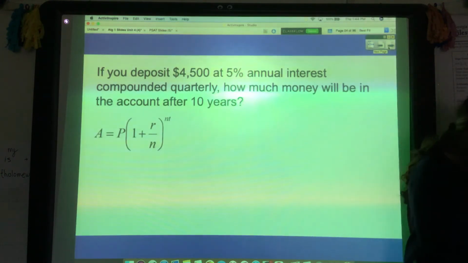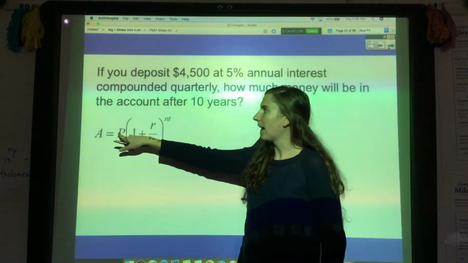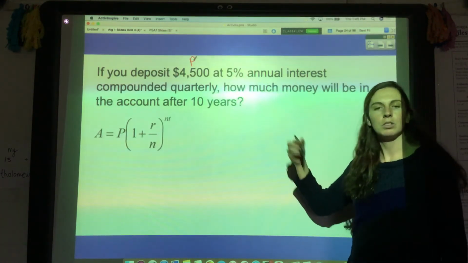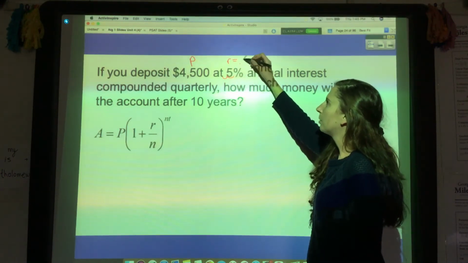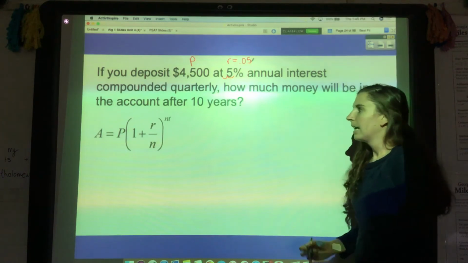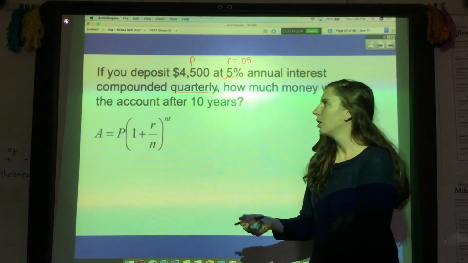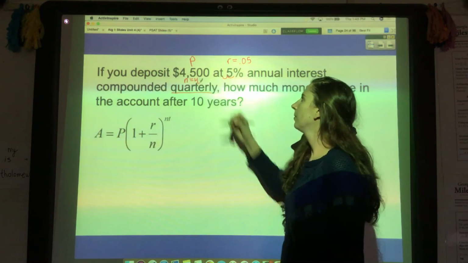Okay, imagine you deposit $4,500, so that's your principal amount, at 5% annual interest. So that's your interest rate. We do want to convert that to a decimal, so move the decimal twice, that'd be 0.05. It says it's compounded quarterly. There are 4 quarters in a year. This means our n value is 4.